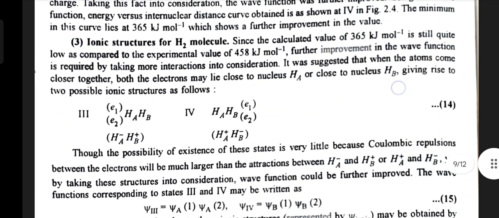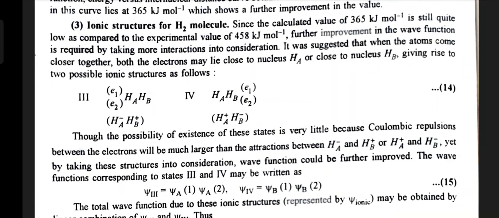Now, the third case, ionic structure of H2 molecules. Since the calculated value of 365 kJ per mole is still quite low as compared to the experimental value of 458 kJ per mole, further improvement in the wave function is required by taking more interactions into consideration. It was suggested that when the atoms come close together, both electrons may lie close to nucleus HA or close to HB, giving rise to two possible ionic structures as follows.